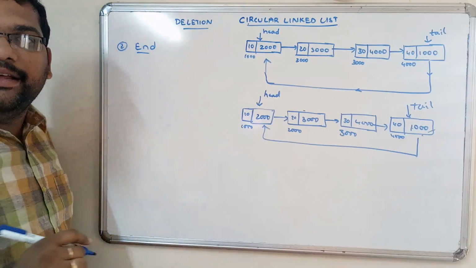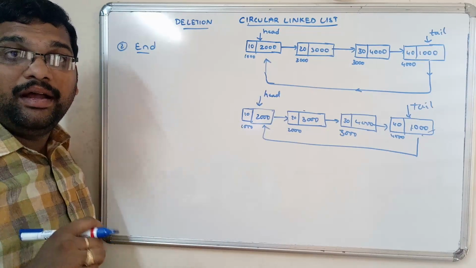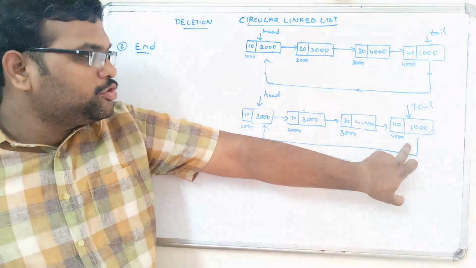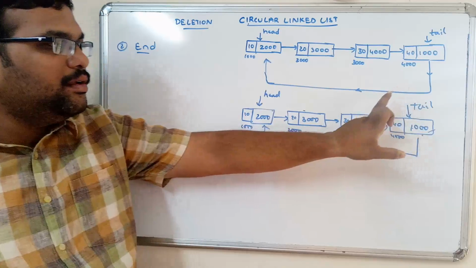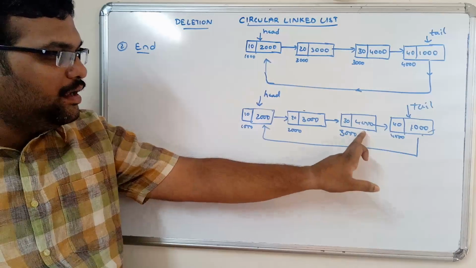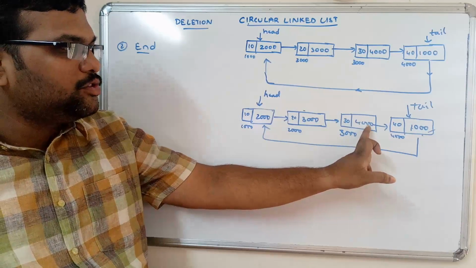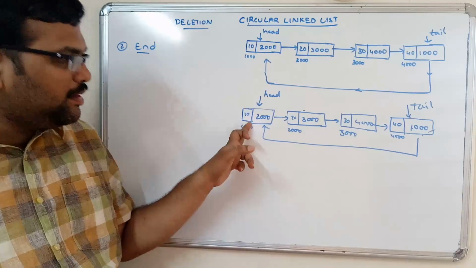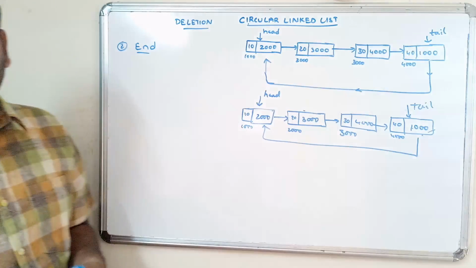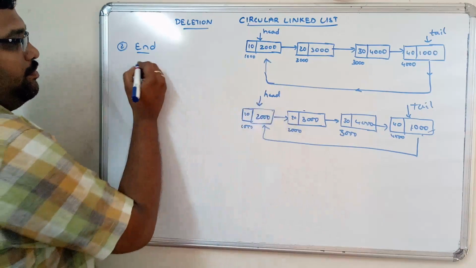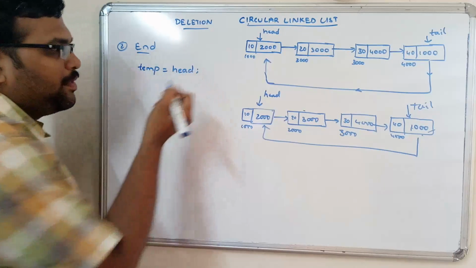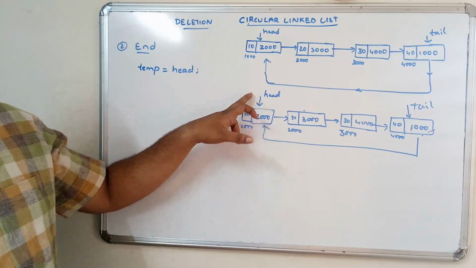Now, second, deletion from end. Deleting an element from end. So here we have to delete the node 40, so that we have to move the tail to the left side, and 30 will be the last element, and the last element address should be assigned to head. Okay, right. Now let us see. So we will assign head to temp.